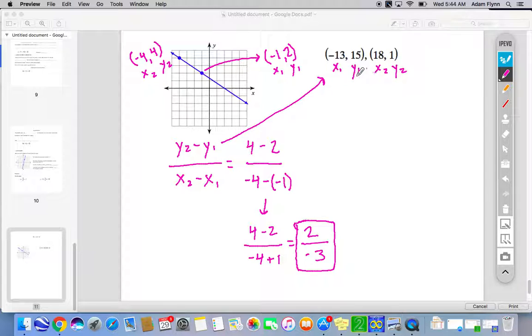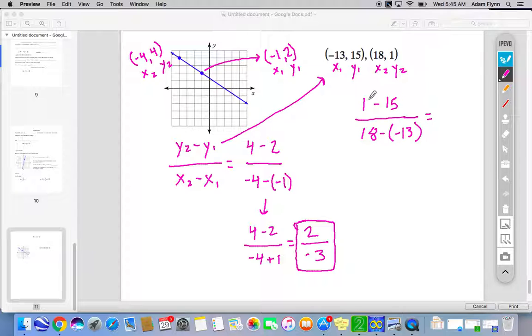And remember, it does not matter if you label this point x1 or x2, or if you label this one x1 or x2. As long as your 1s belong to one point and your 2s belong to another point, you'll be all set. You'll get the same answer. So y2 minus y1, well, y2 is 1, y1 is 15, divided by x2, which is 18, minus x1, so minus negative 13.